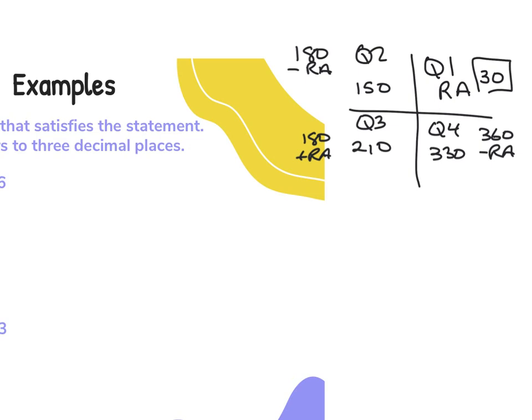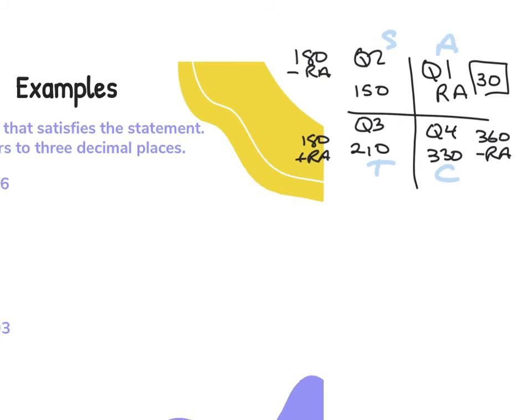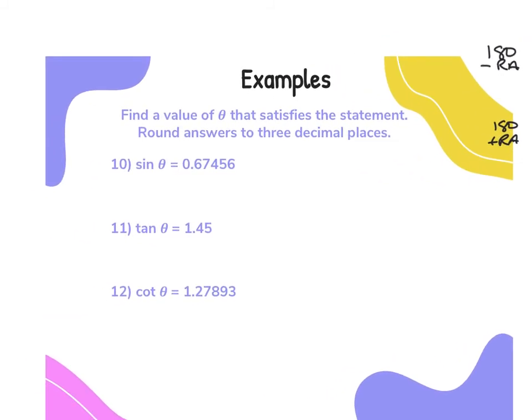Now what's going to happen is we're going to get a reference angle from our calculator, and then what we'll have to do is determine which quadrant we need by using our All Students Take Calculus, and then we'll do either 180 minus, 180 plus, or 360 minus. So let's go ahead and see what to do with an actual problem. So let's look at the first example.